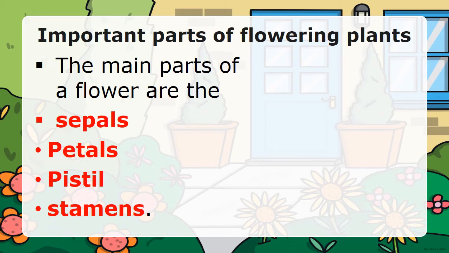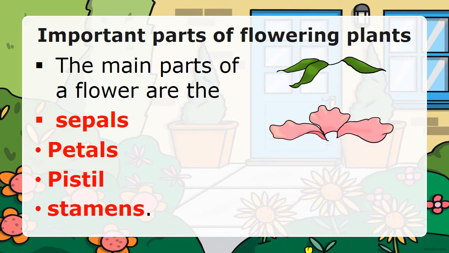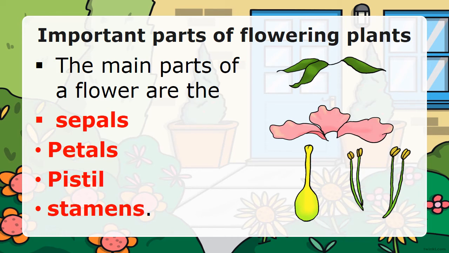Now we're going to look at some important parts of a flowering plant. The main parts of a flower are the sepal, petals, pistil, and the stamen.